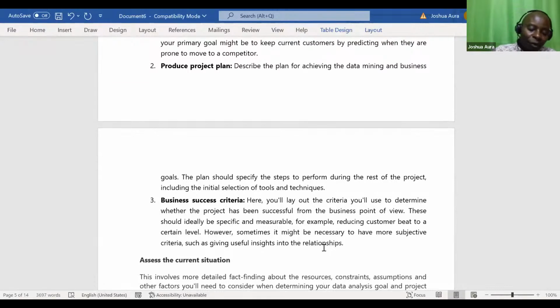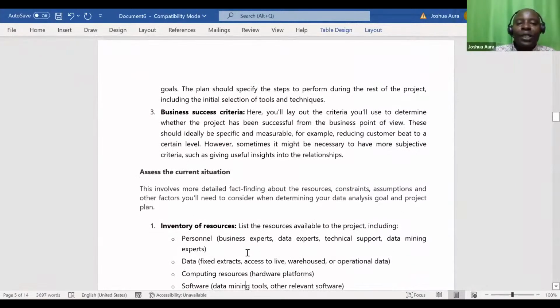Ladies and gentlemen, before we start, say this is the QuickBooks system that you have been using, now you would want to change it, right? Maybe go and start working with an ERP. I must assess the current situation. Otherwise, you may jump from the frying pan into the fire. So you're trying to understand the entire business. As step number one, you must assess the current situation: where are we, who are we. This involves more detailed fact finding about the resources, constraints, assumptions, and the other factors you'll need to consider when determining your data analysis goal and project plan.